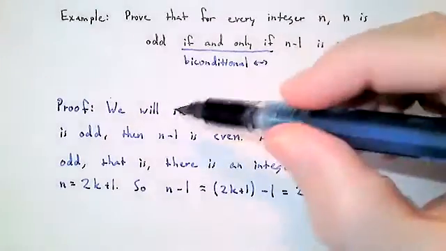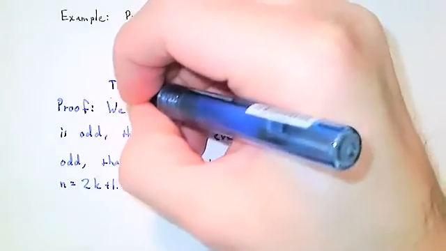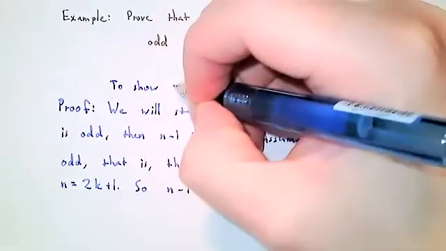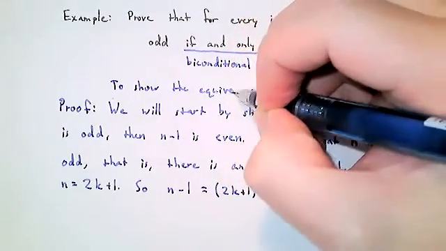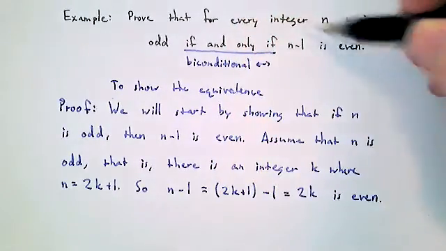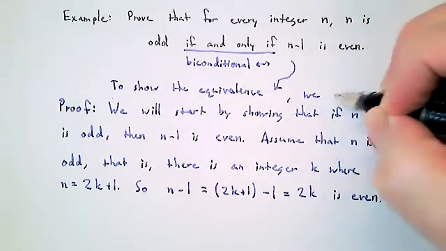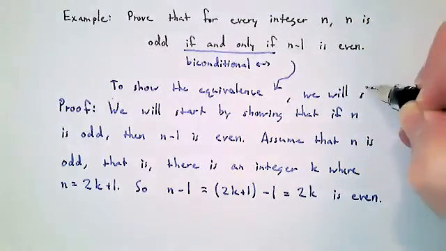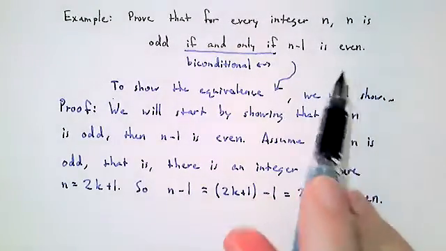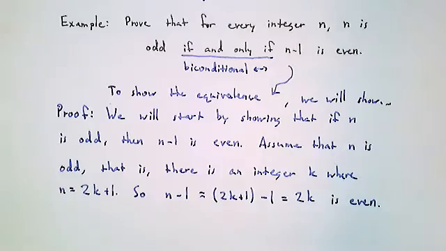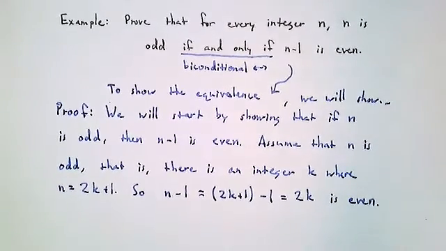You could say something like, to show the equivalence, and then you might write this again. We will show, and then maybe finish that sentence off with the two halves. You could start your proof that way if you wanted. I just wanted to save myself some writing.